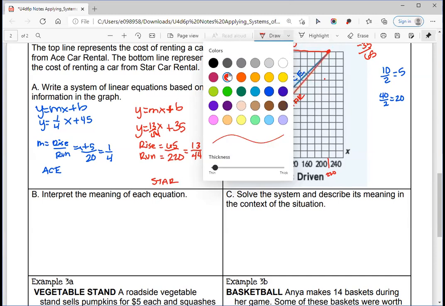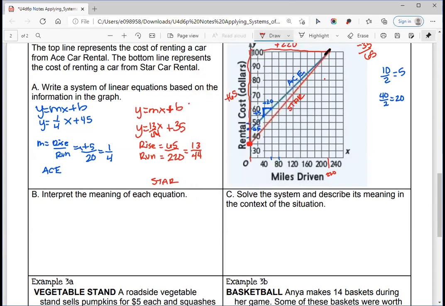I want to see how many people can tell me what it means for the bottom red line, for Star Reynolds. What does this equation mean? I'm going to give you about a minute, and I'd like for you to type that in. I want to look at your answers, and we'll talk about it.